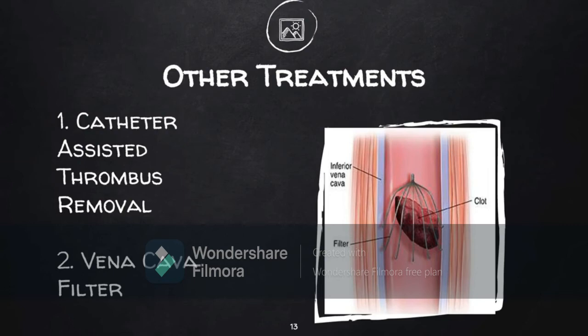Some people who cannot take blood thinners may need a vena cava filter to treat their deep vein thrombosis. The filter is inserted inside a large vein, which is the vena cava. The filter catches blood clots before they travel to the lungs, which prevents pulmonary embolism. However, the filter does not stop new blood clots from forming.